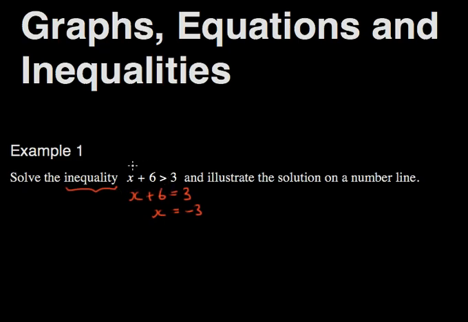But in this case, it's saying that x plus 6 is greater than 3. So what value could you put into x to make x plus 6 greater than 3? Well, if you put 1 into this, 1 plus 6 is 7. And 7 is greater than 3, so x is 1. That works. What about if you put in x is 0? So if you put x is 0 in, 0 plus 6 is also greater than 3. Yeah, that works as well.